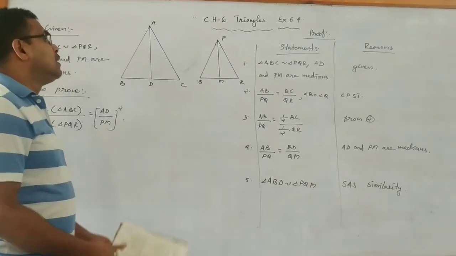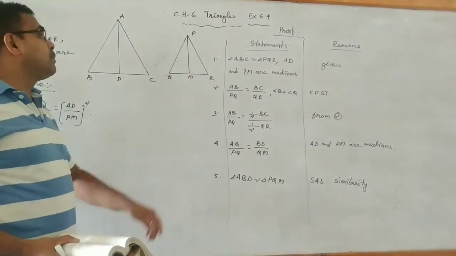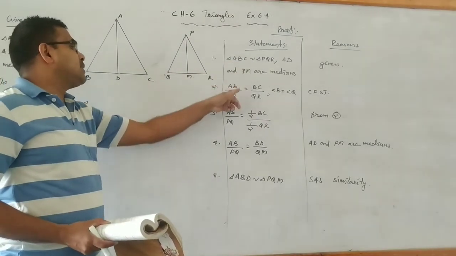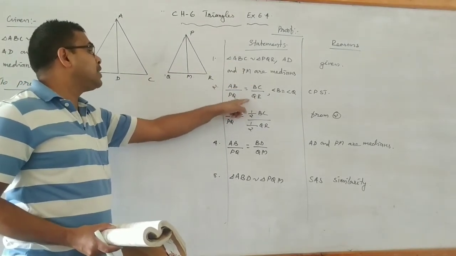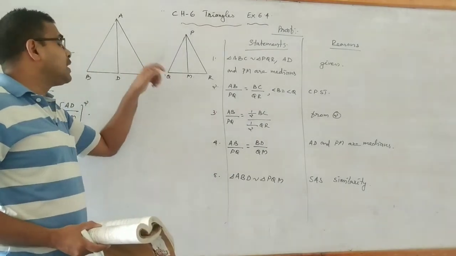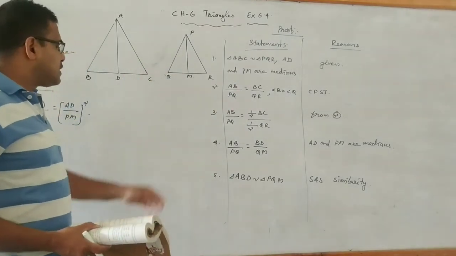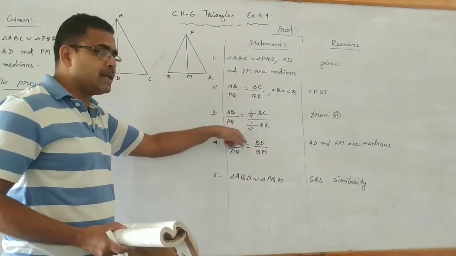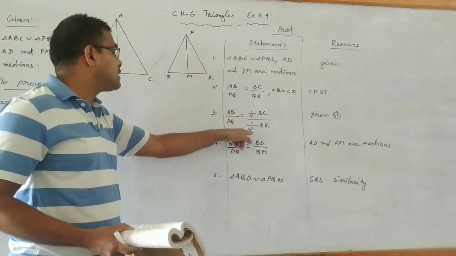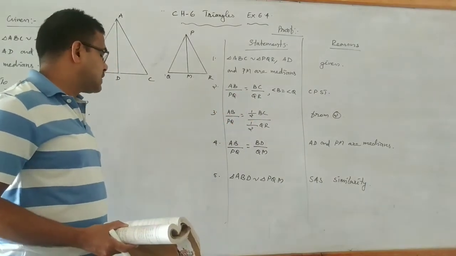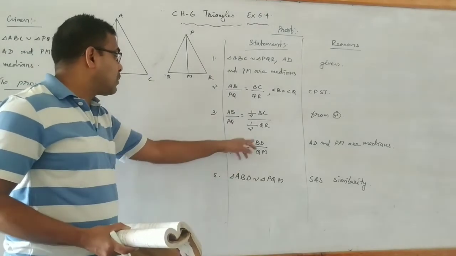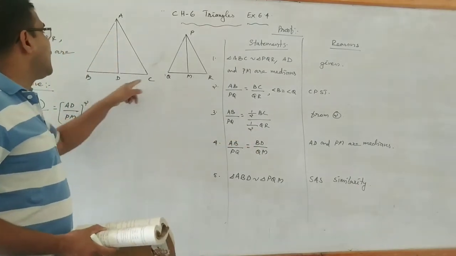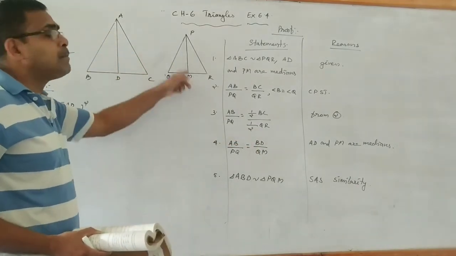See how to prove. First statement, triangle ABC similar to triangle PQR, AD and PM are medians. That is given. If these two triangles are similar, we can write AB by PQ equals BC by QR, and angle B and angle Q are equal to each other because of CPST. The same way, AB by PQ, we are multiplying and dividing by 1 by 2 on numerator and denominator. AB by PQ equals half BC by half QR. Reason is from the second statement. AB by PQ equals, instead of half BC we can write BD, instead of half QR we can write QM, because D and M are the midpoints, as AD and PM are the medians.